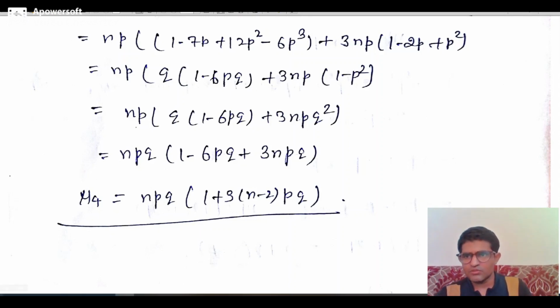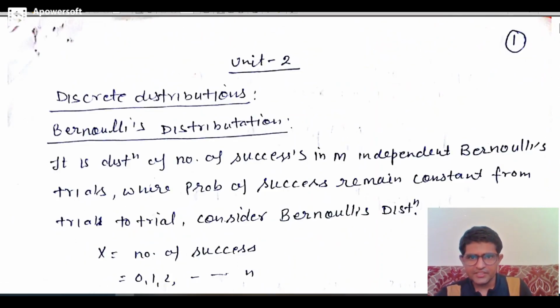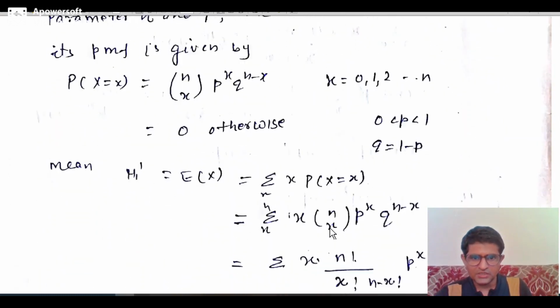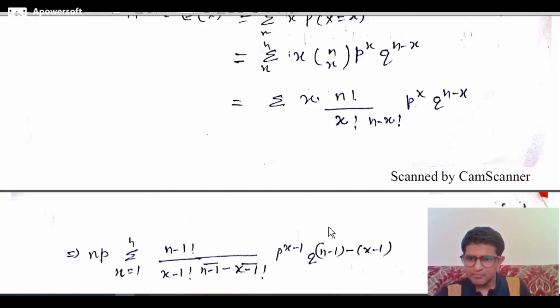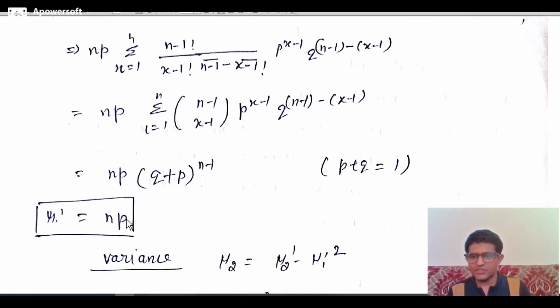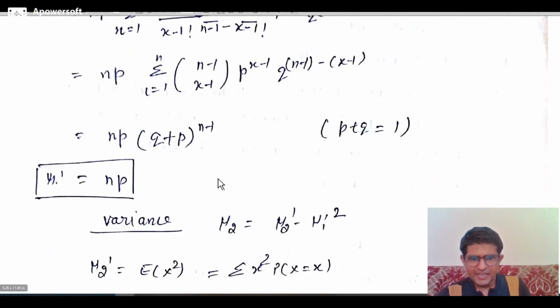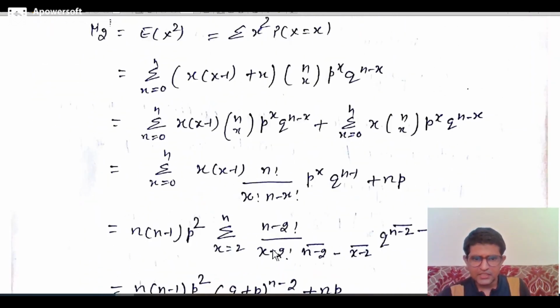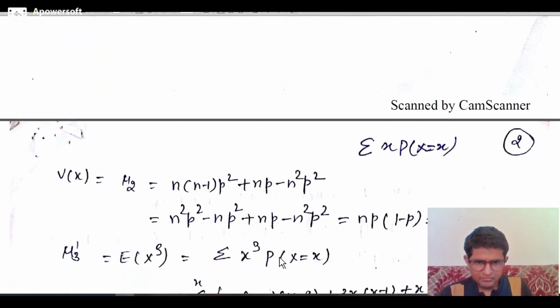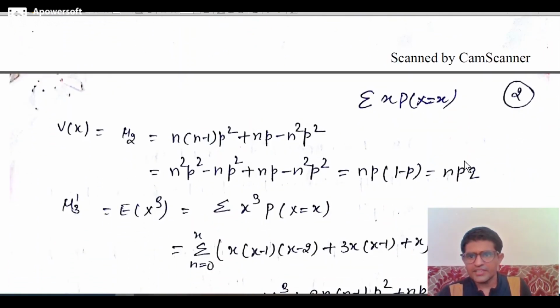If we talk about the Bernoulli trial, the mean of the binomial distribution is n into p. Okay guys, the mean of the binomial distribution is np and the variance is npq.